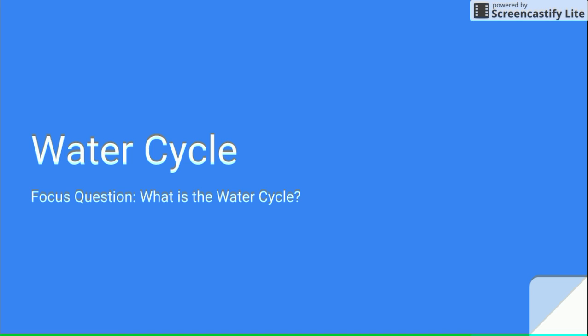All right, so today we're going to start talking about the water cycle. So we're taking a little bit of a switch from talking about the rock cycle to the water cycle. And our focus question for this first day is just going to be, what is the water cycle?